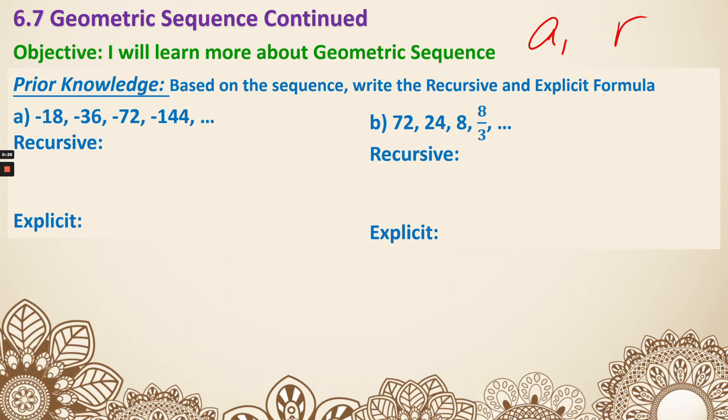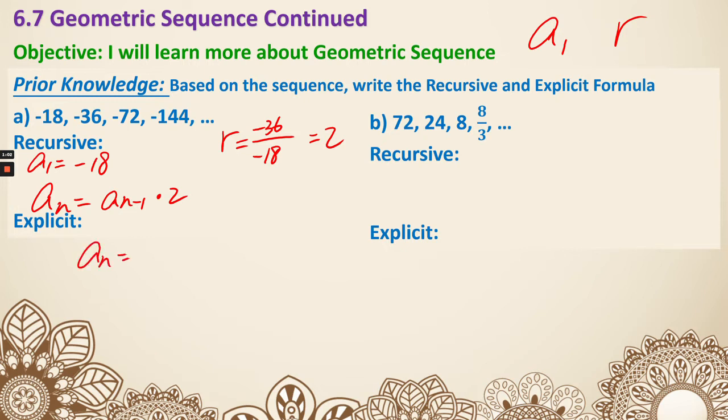So, for the first example, our a sub 1 is easily identifiable, that is negative 18. In order to find our r, that is negative 36 over negative 18, or negative 72 over negative 36, or negative 144 over negative 72. They will all give you a 2. So we can easily write our second part of the recursive formula, a sub n equals a sub n minus 1 times 2. And the explicit formula is going to be a sub n equals negative 18 times 2 to the n minus 1 power.